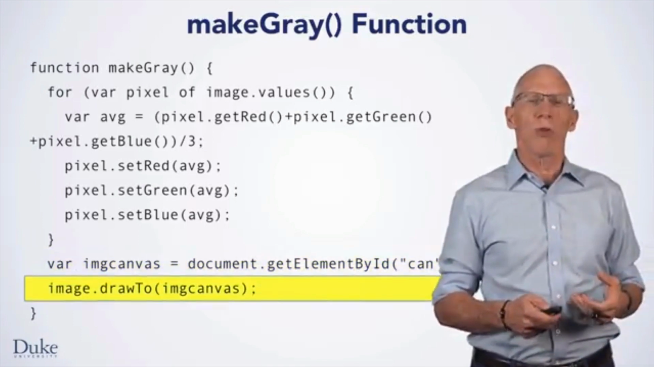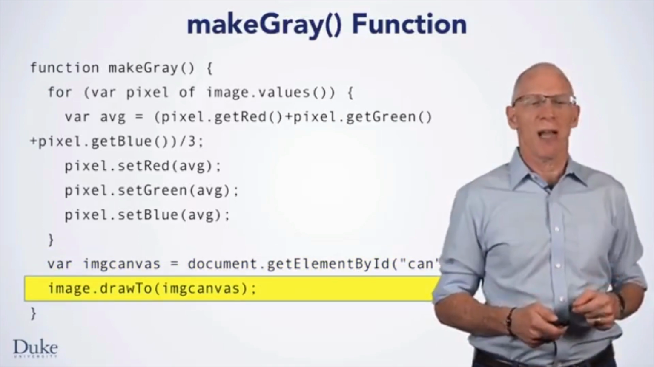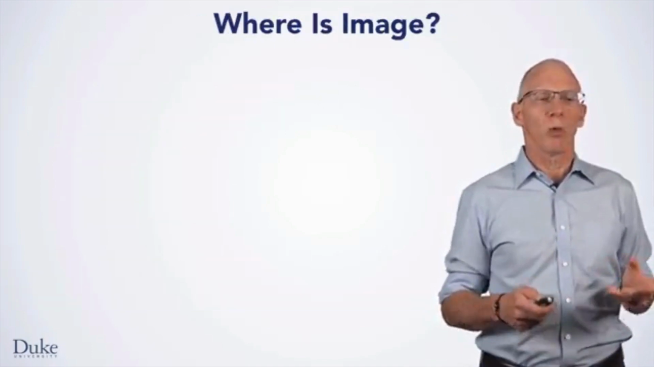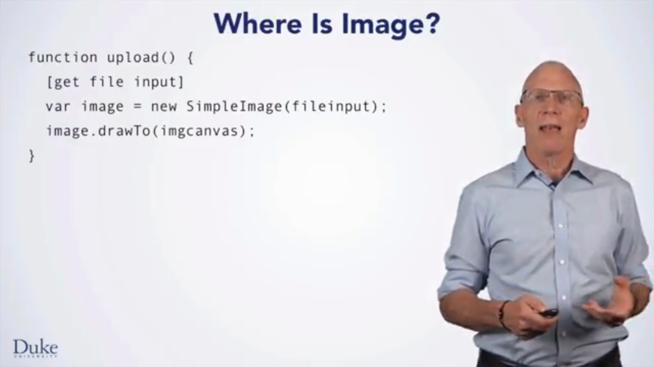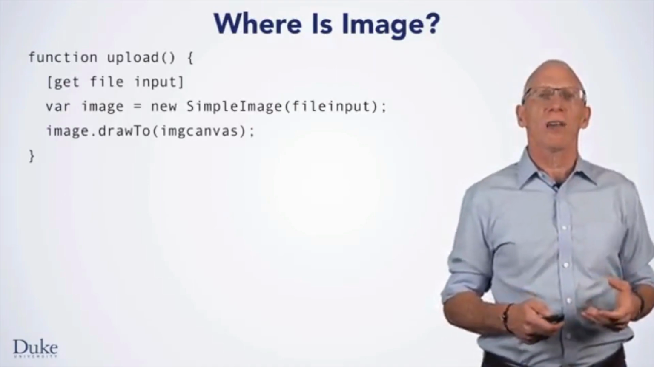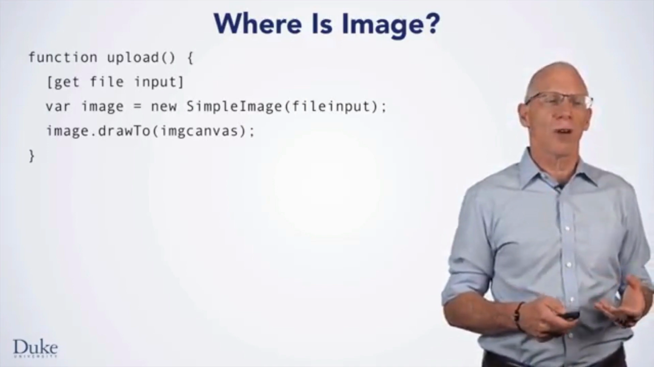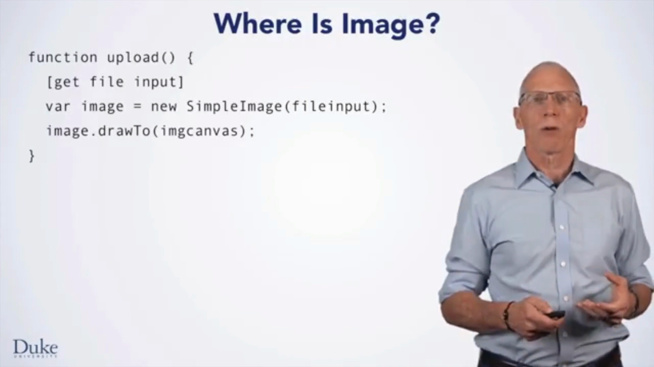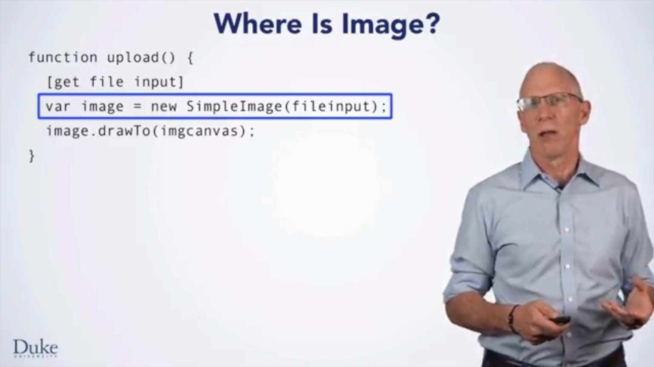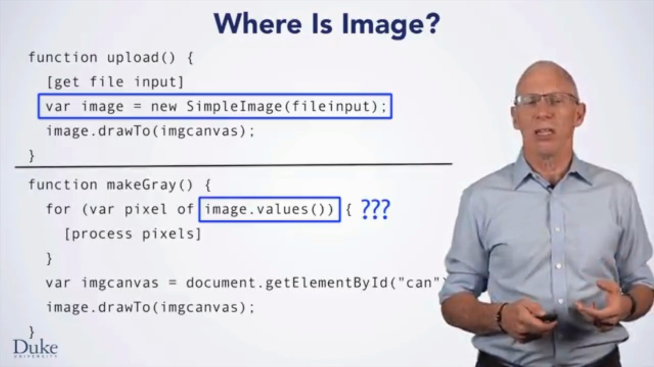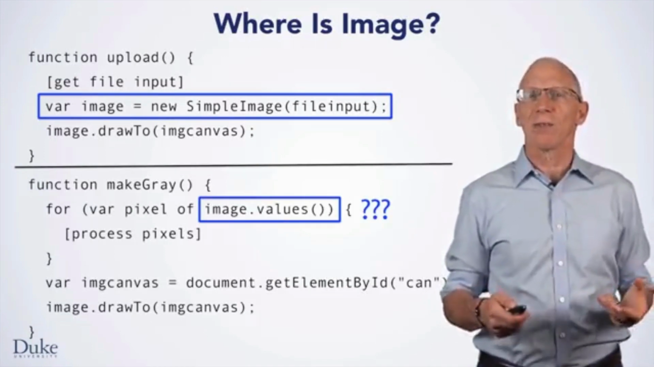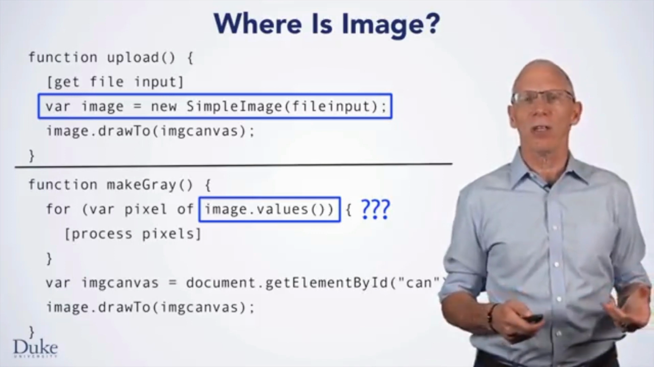We do need to address the first step of the algorithm. Let's take a look. We need to start with the image we want. Where is it? In our version of the web page that only uploaded a file, changing the file selector by clicking on it called the function upload, where we created an image by calling new SimpleImage. But now we need this image in the function makeGray. How does makeGray access a variable initialized in another function?